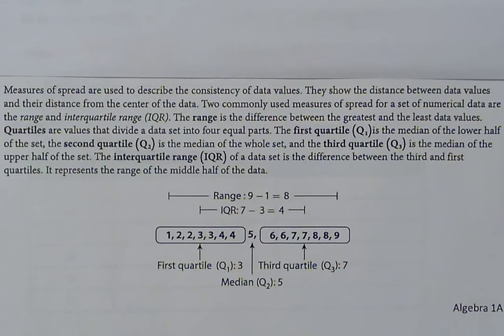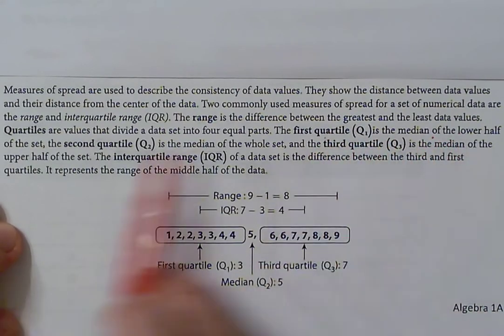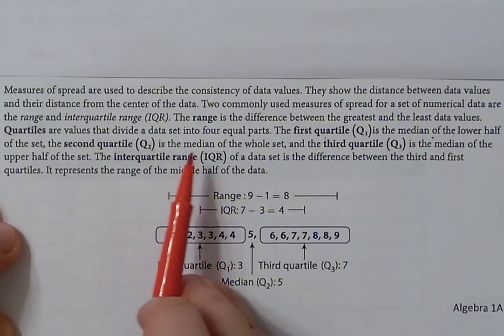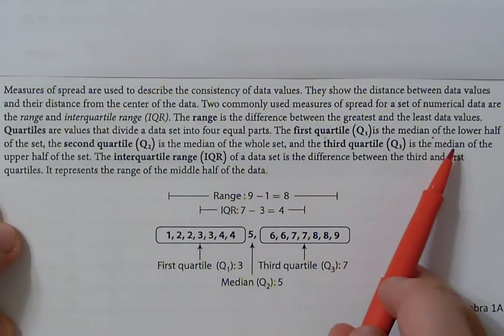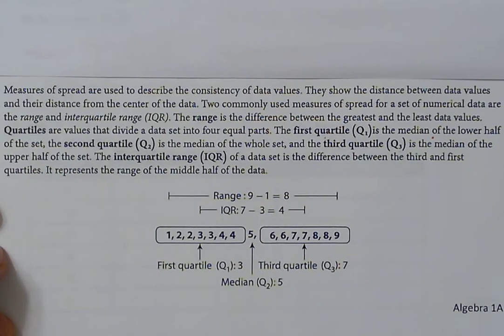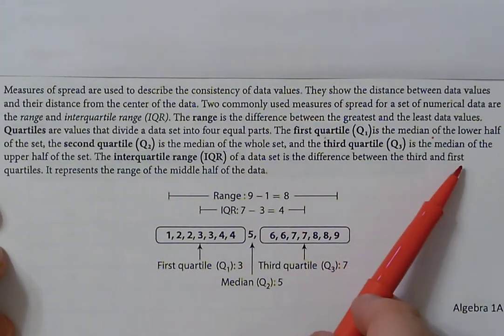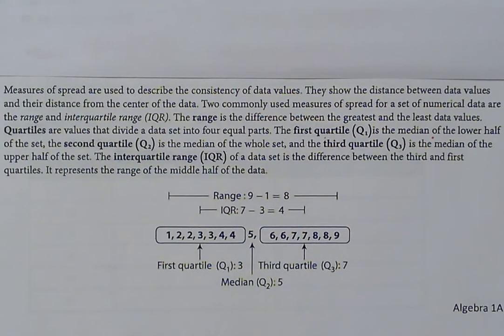So don't worry about second quartile. Just know that the first quartile is the middle number of the first half of the data set, and the third quartile is the middle number of the second half of the data set. Now the IQR is taking the third and first quartiles and finding the difference. So you just take whatever number you have for the third quartile and subtract the number that you get for the first quartile.